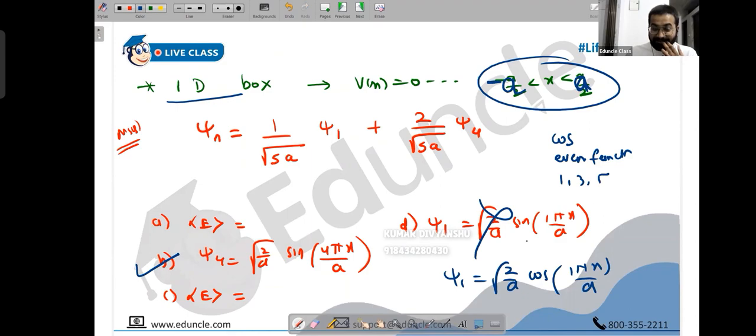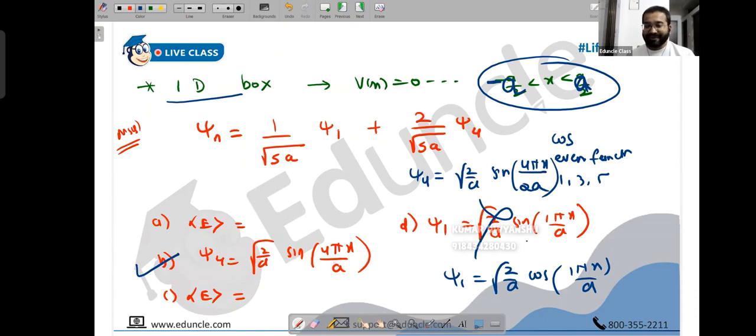Then sir, what will happen? The length becomes 2a, it means B is wrong. Yes, because A should have had 2a. In that case, the answer would be just 2 pi x by a. The correct answer for psi 4 would be root of 2 by a sine n pi x by a, but a is actually 2a. So the answer should have been root of 2 by a sine 2 pi x by a, but we have given 4 pi x by a. In that case, B would also be wrong. Layer after layers.